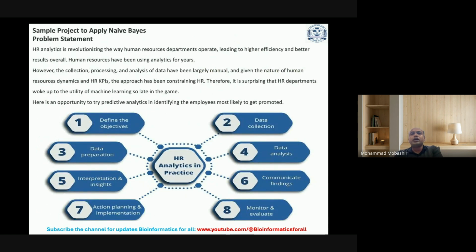And now it comes to simple sample projects to apply Naïve Bayes. For example, you can go for HR analytics, where you need to define the objectives, then go for data collection, then data preparation, data analysis, interpretation and insights, communicate findings, action planning and implementation, monitor and evaluate.